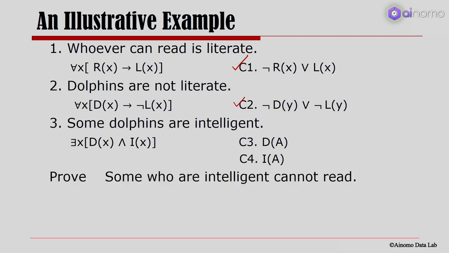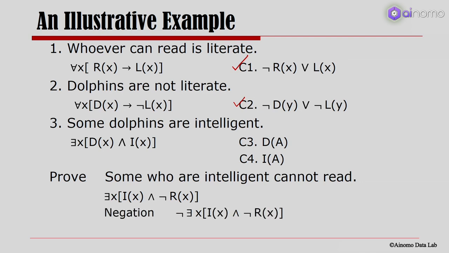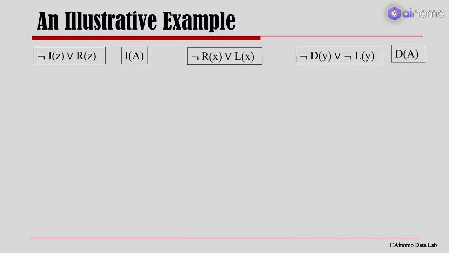Some who are intelligent cannot read, that is the goal. So, we have the goal here saying there exists an x, intelligent and not read. Now, in order to prove this using resolution refutation, I would take the negation of the goal, which is not there exists x, I of x and not R of x, and I would finally end up having the clausal form not I of z or R of z. So, we have 5 clauses, and now let us look at the refutation proof for this.